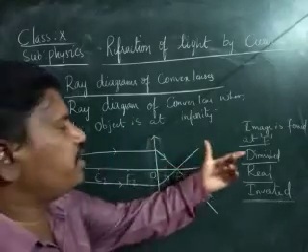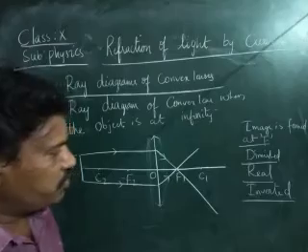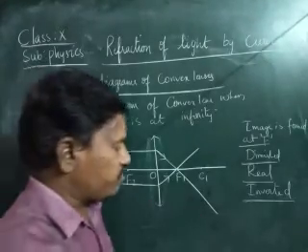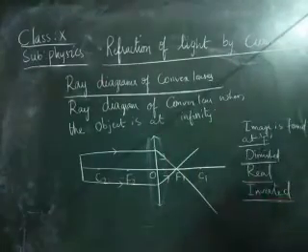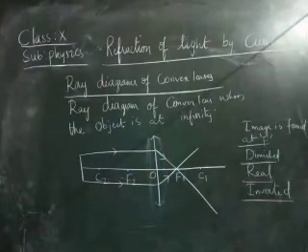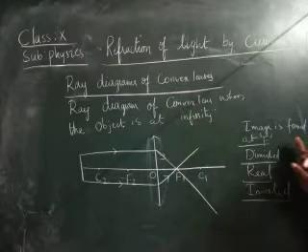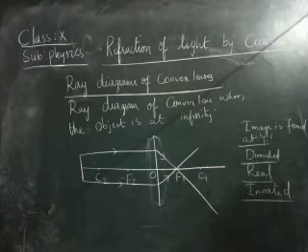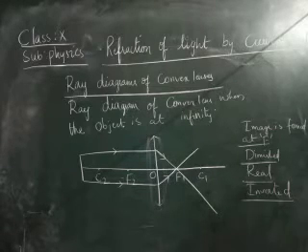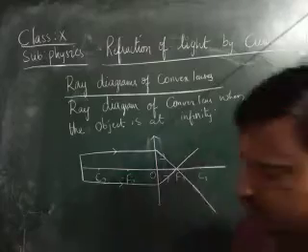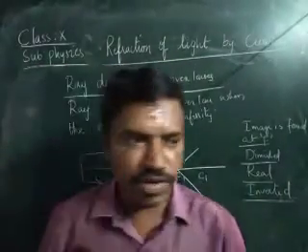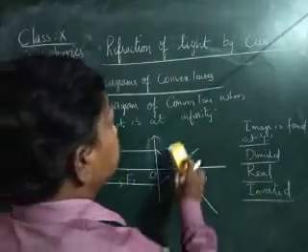Our image is formed at F. It forms a diminished image. It forms a real image. It forms an inverted image, children. Diminished, real, inverted, and the image is formed at the focal point. Okay, children. Therefore, here we learned the ray diagram of the convex lens when the object is at infinity. We will be learning about the next one, children.